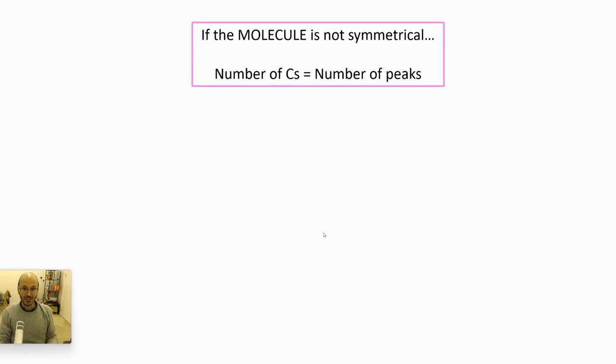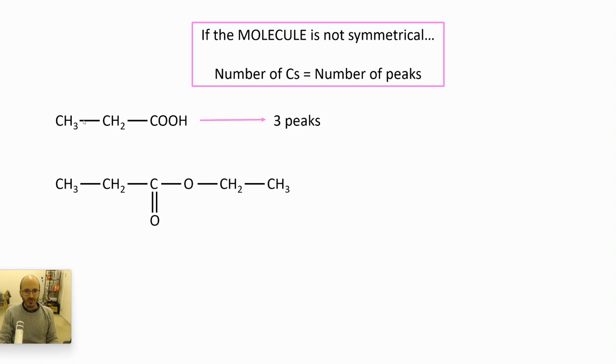What happens if the molecule has no symmetry? Well, then it's very easy. The number of carbons is the number of peaks, same thing. For example, propanoic acid, you have no symmetry in this molecule, and therefore 3 peaks. Or if you have this ester functional group, the ester functional group is not symmetrical, and therefore the molecule is not symmetrical, and you get 5 peaks.